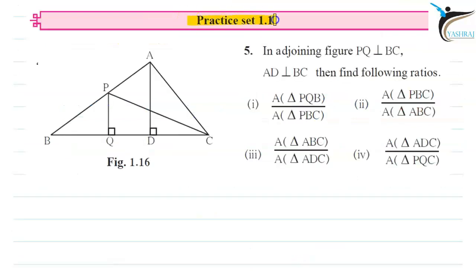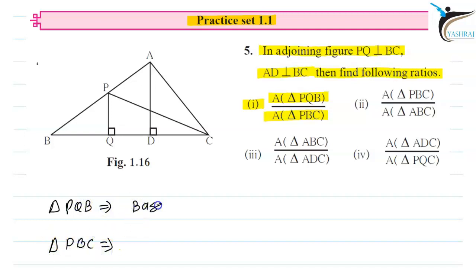Look at question number 5, practice set 1.1. In the adjoining figure, PQ is perpendicular to BC, AD is perpendicular to BC, then find the following ratios. First ratio: area of triangle PQB and area of triangle PBC. So look firstly at triangle PQB, and second, triangle PBC. What about their bases and heights?